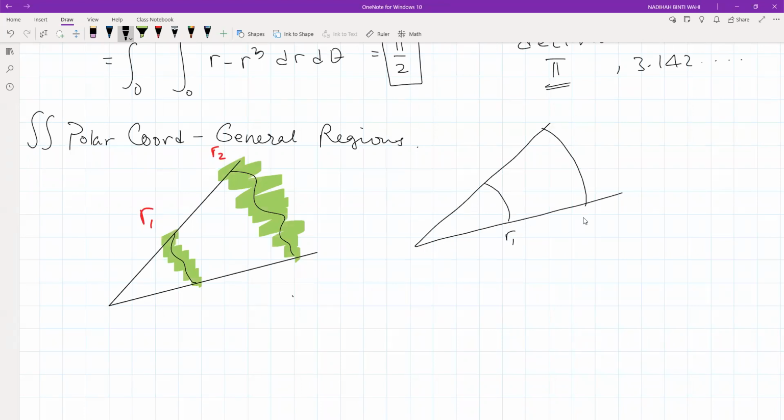This is R1, R2. If I take a point here, let's say this is R2 of 1, so this one is the same. If I take any point here, any point, if I go along this line, R2 will be the same.